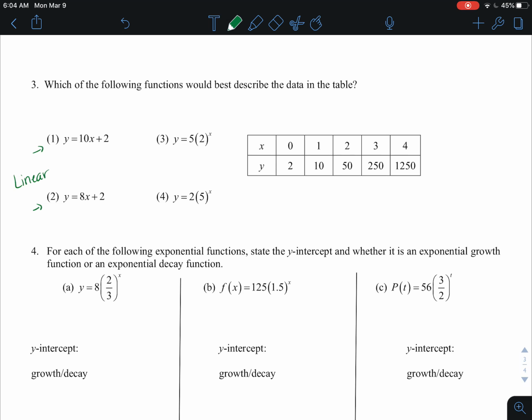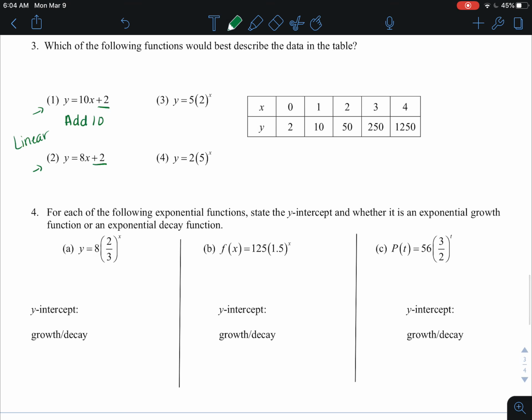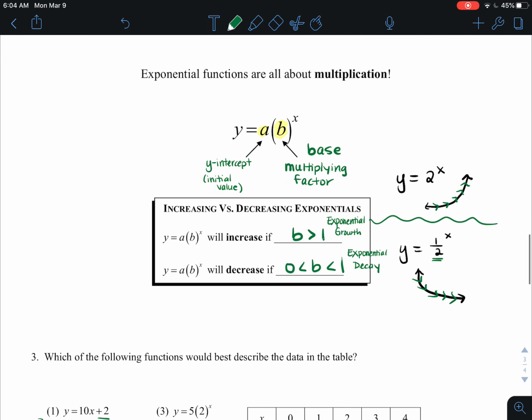If they both have an initial amount of 2, that's their y-intercepts, this first graph would be going up by 10, so the next value would be 2 plus 10, which is 12, and then 22, and then 32, because you would keep adding 10. For the second example, same thing, it starts with 2, but now we're adding 8. So our y-intercept would be 2, and then we would add 8 to get 10, and then add 8 to get 18. So linear functions are formed by adding. Now exponential functions, we said it's all about multiplying.